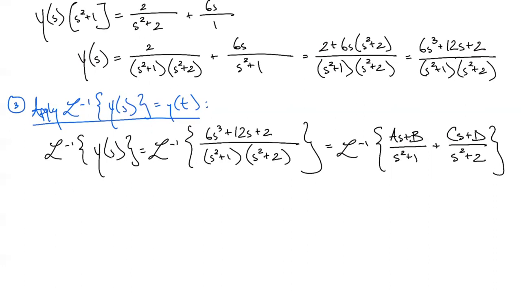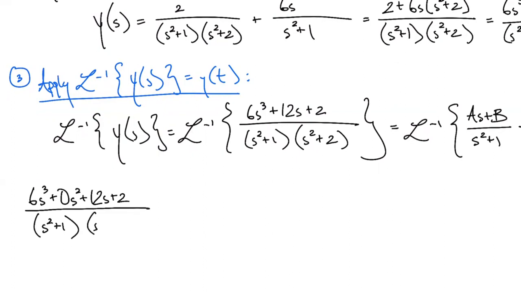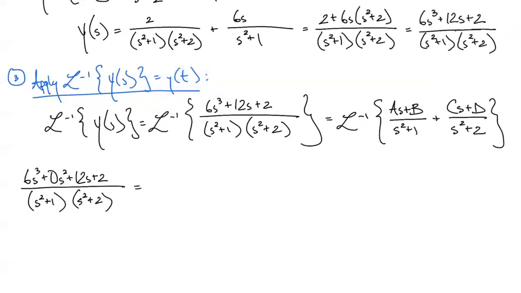All right, so let's do some algebra. Let's see how far we get. 6s cubed plus 0s squared plus 12s plus 2 over s squared plus 1 times s squared plus 2 equals, all right, this is a good time to write parentheses. S squared plus 2 is what I need to multiply the first fraction by.